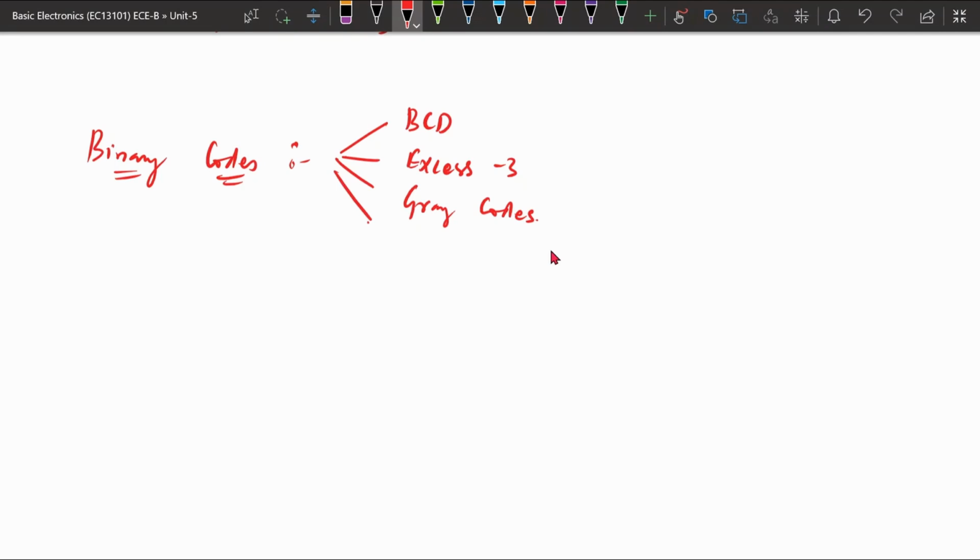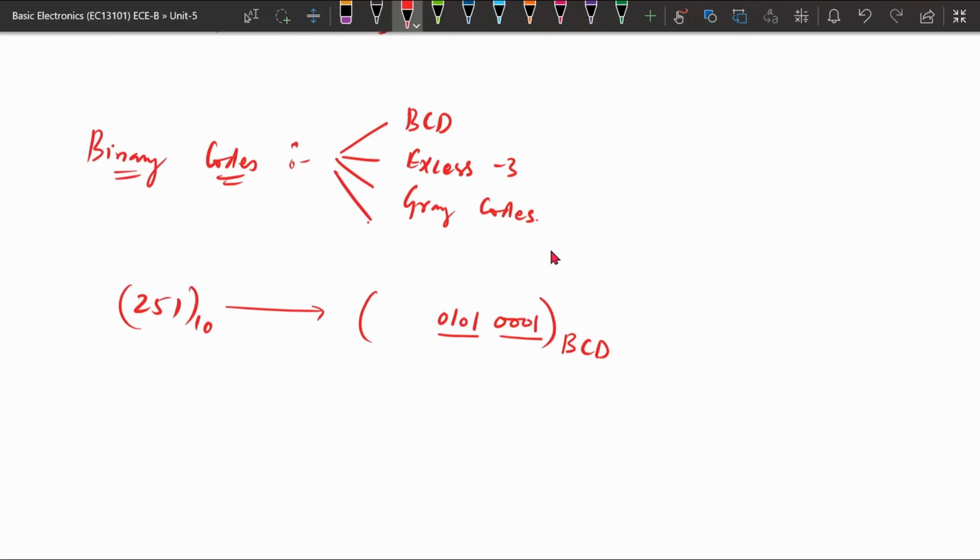To convert any decimal number, suppose 251, into BCD, each digit of the decimal will be represented by 4 bits to give its equivalent BCD. So 1 will be 0001 as the BCD of 1. For 5, it will be 0101, that will be the BCD of 5.